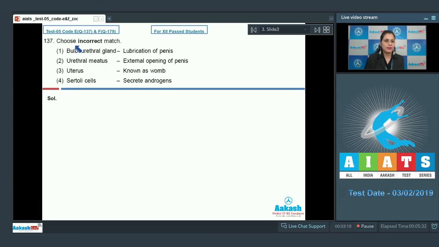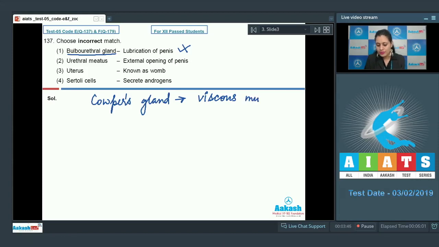Question number 137. Choose the incorrect match. The very first match given is bulbourethral gland, and the match is lubrication of penis. As it is a correct match, this cannot be the answer to our question, because the bulbourethral gland, which is also known as Cowper's gland, secretes viscous mucus, which acts as a lubricant, and it helps in lubrication of penis.